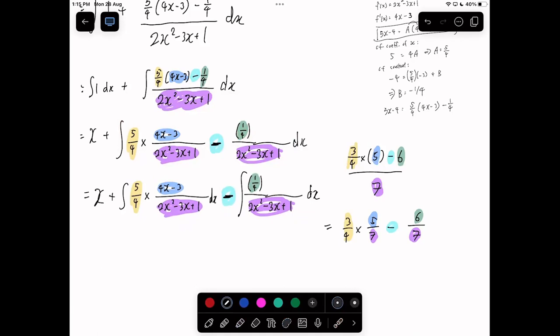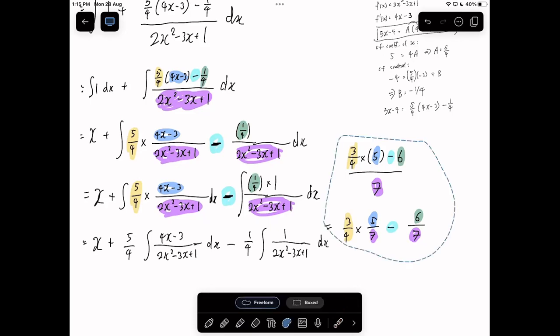Split. We're going to split further. This 5/4 can factor out, leaving the integral of 4x minus 3 over 2x squared minus 3x plus 1 dx. Minus, factor out the 1/4 times the integral, leaving behind a 1, there's an invisible times 1 here, over 2x squared minus 3x plus 1 dx. Is it clear so far?